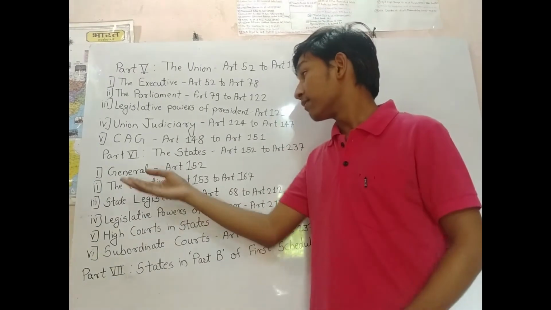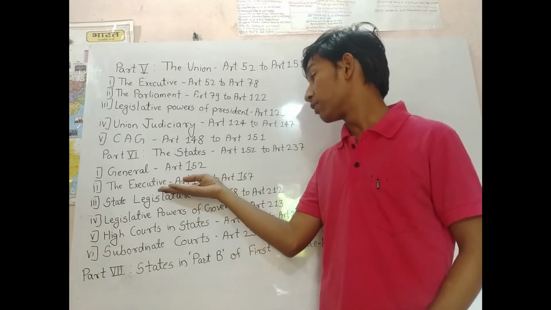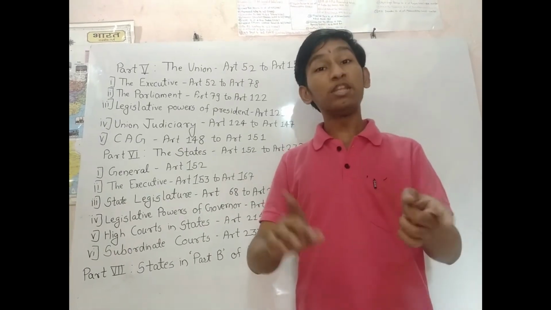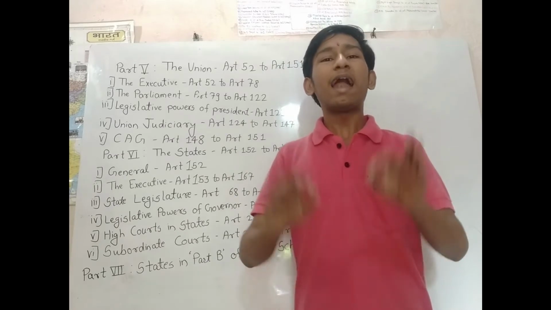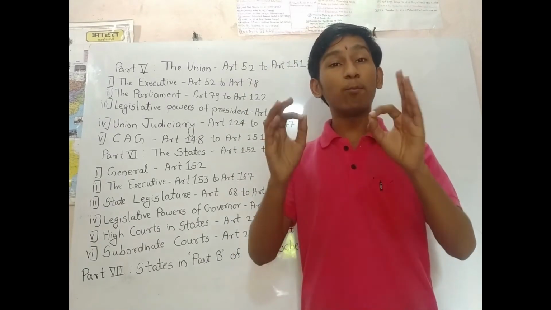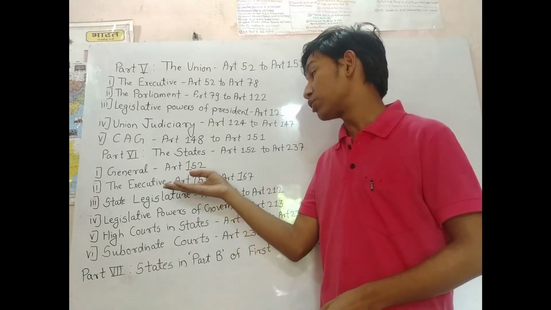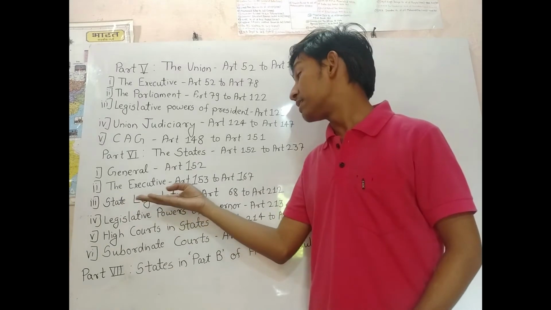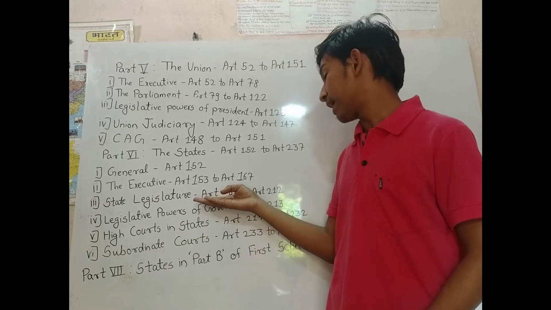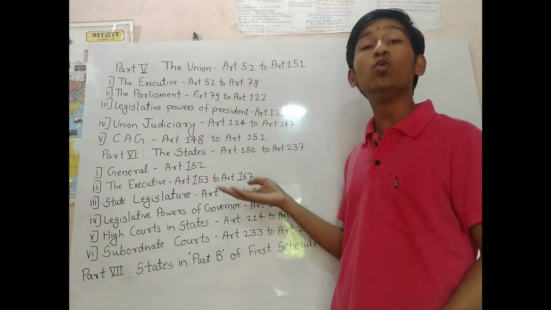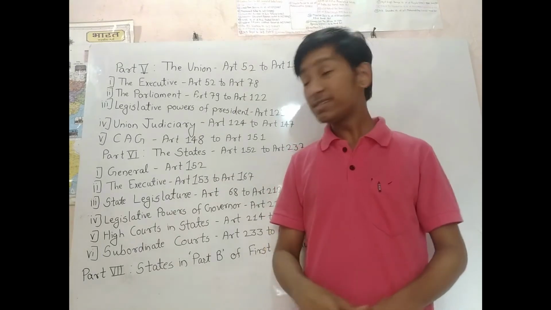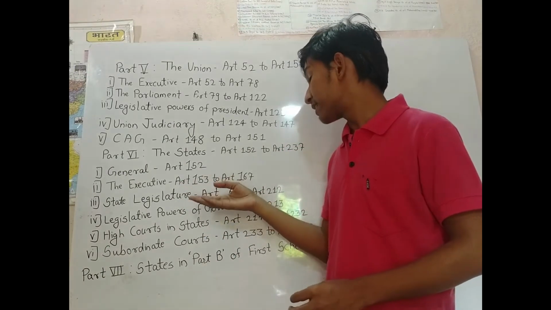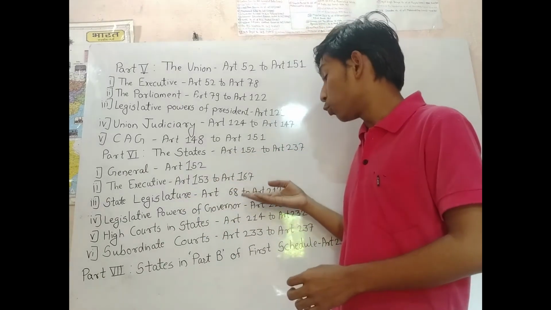Jammu Kashmir. Next, the Executive, from Article 153 to Article 167, regarding the Chief Minister, the ministers assisting him, the Governor, and every small functionary and body in the state is mentioned here from Article 153 to Article 167. Next is the state legislature, from Article 168 to Article 212 of the Indian Constitution. Here you can find that from Article 168 to Article 212.